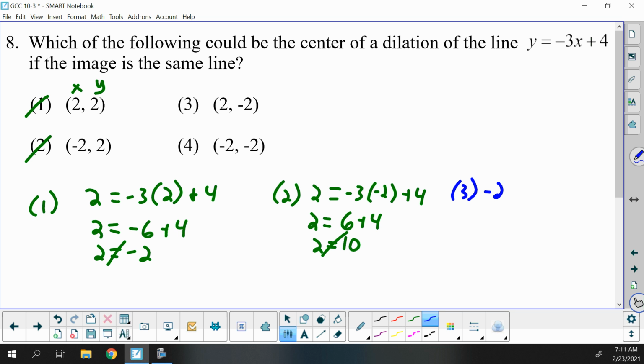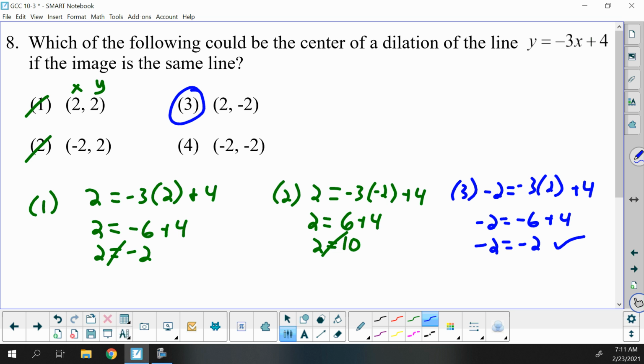Let's try choice 3. We're putting negative 2 in for y. We're putting 2 in for x. So we've got negative 2 equals negative 6 plus 4. We've got negative 2 equals negative 2. So that means our center of dilation would be on the line, creating the same line, so we want choice 3.